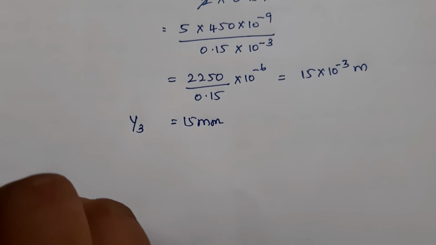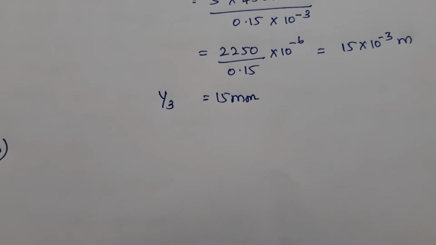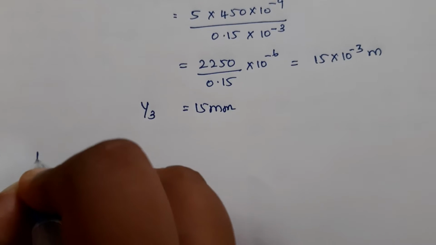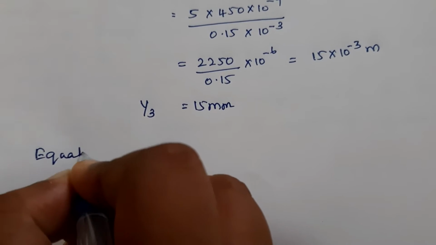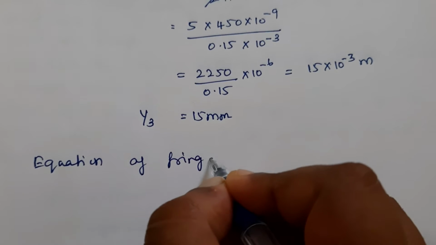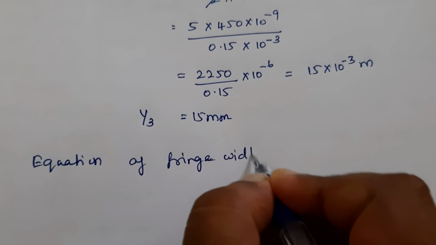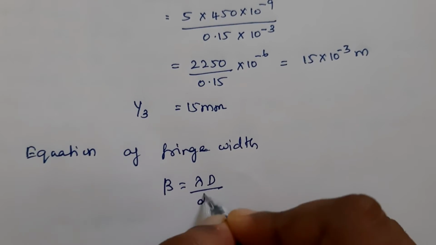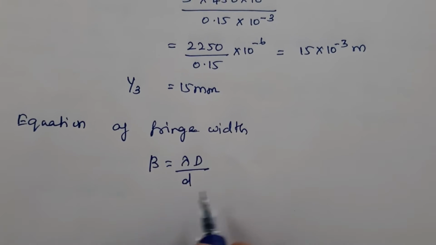Now we will go for the second part, that is B part, to find the fringe width. So what is the equation of fringe width? The equation of fringe width, that is beta is equal to lambda D by d. So you know all the details.